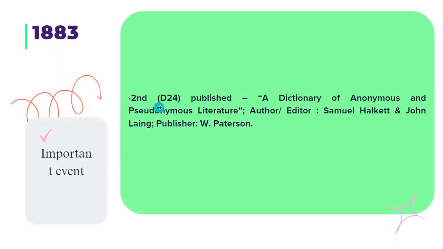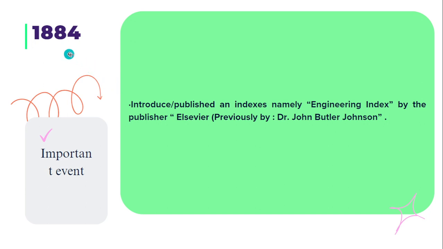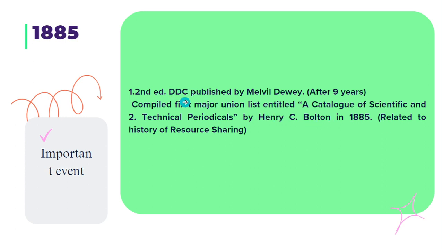In 1883, the Halkett and Laing dictionary, that is a dictionary of anonymous and pseudonymous literature. Author and editor: Samuel Halkett and John Laing. Publisher was W. Paterson. Then in 1884, an index was introduced, namely the Engineering Index, by the publisher Elsevier, previously by Dr. John Butler Johnson. Then in 1885, the second DDC was published by Melvil Dewey, 9 years after the first DDC.